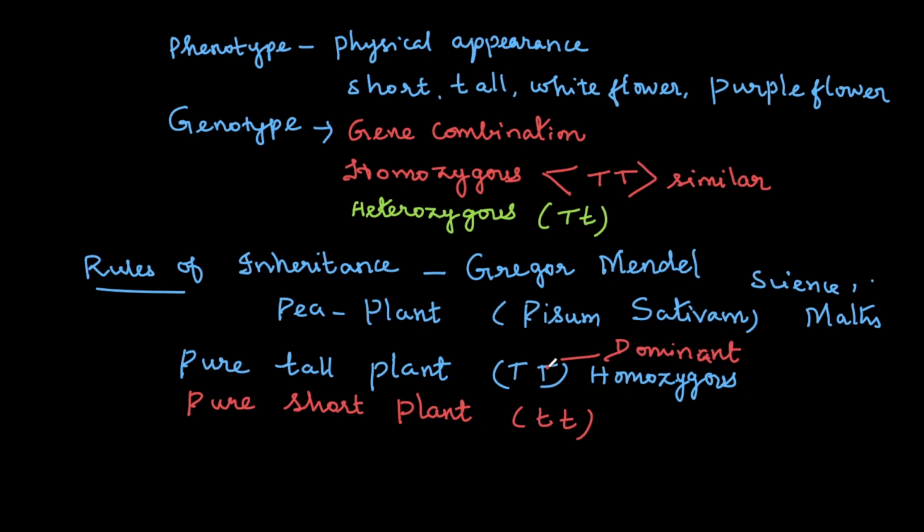Sorry, the dominant character should be written with a capital T, and the recessive character with a small t. He has taken a pure tall plant and a pure short plant and crossed them with cross pollination. These are the parents. The phenotype of the parents is tall.